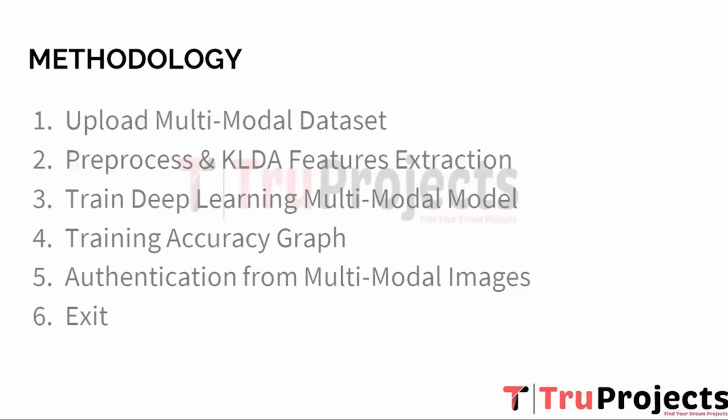Fifth, authentication from multimodal images. Once the deep learning model is trained and validated, it is ready for use in the actual authentication process. This step involves taking multimodal biometric images or samples from users and passing them through the trained model. The model then pre-processes the data, extracting relevant features and making a decision about the identity of the user based on the combined multimodal information. Sixth, exit.